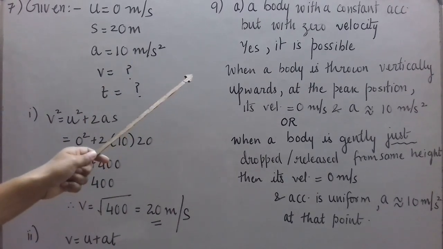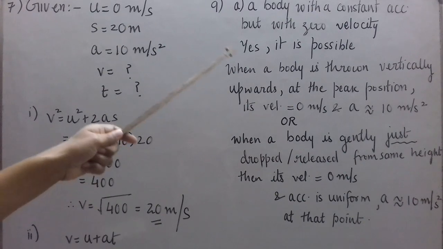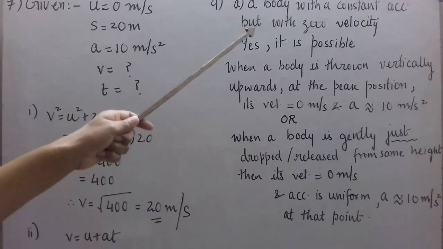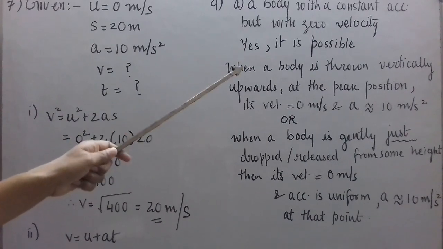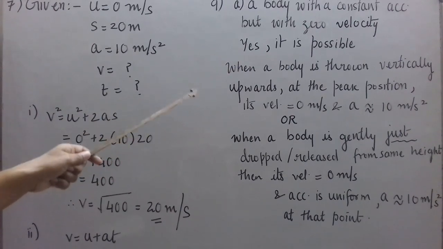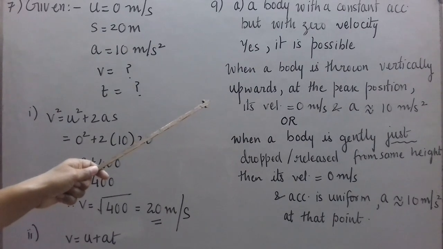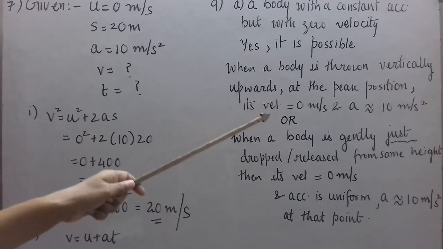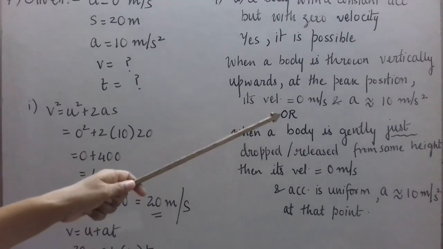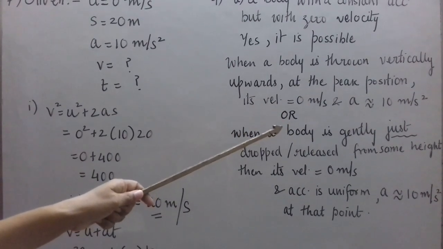So I have written here the answer. Yes, it is possible. A body with constant acceleration but with zero velocity is possible. How? Examples I have written. When a body is thrown vertically upwards, at the peak position, its velocity is 0 meter per second and acceleration is approximately 10 meter per second square, which is uniform.